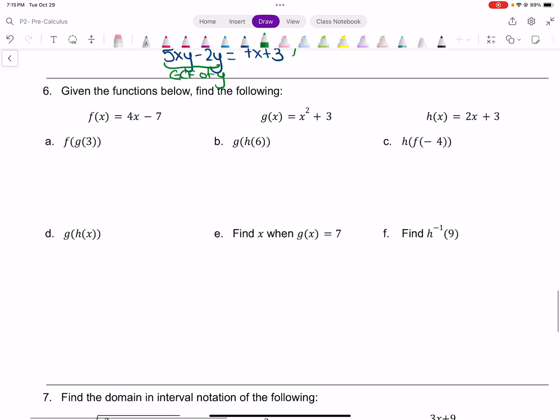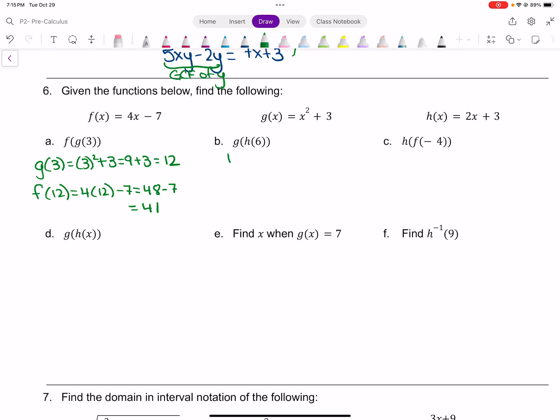Question 6. We have our three functions. So for a, we're going to start with g of 3. So going to the g equation, we are going to plug in 3. We should get 12, which we're then going to plug into the f equation. We get 48 minus 7, so 41 as our final answer.